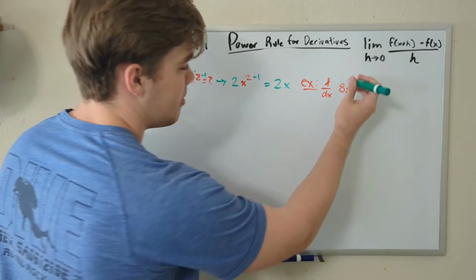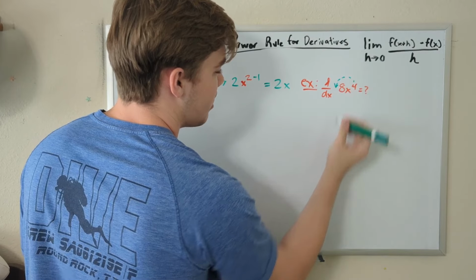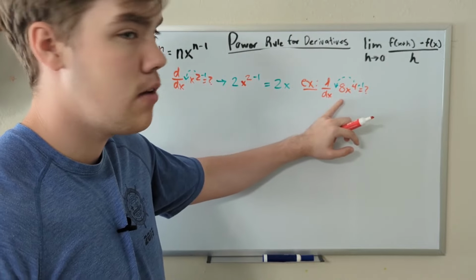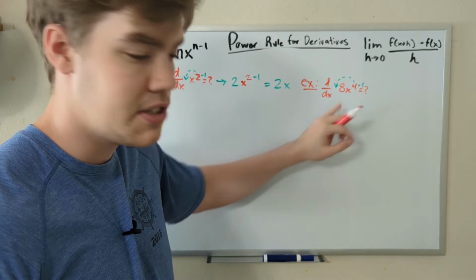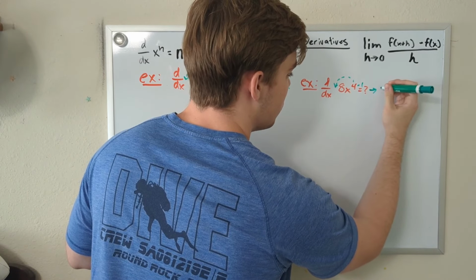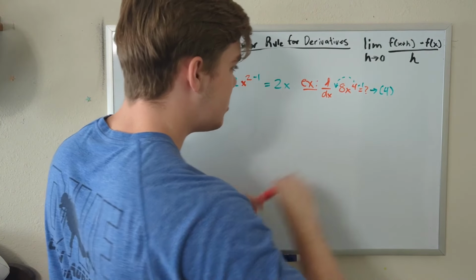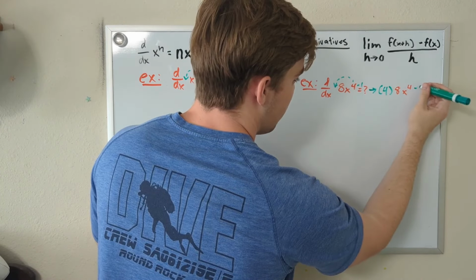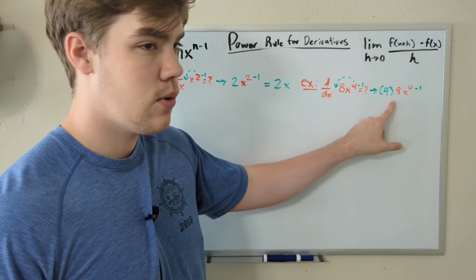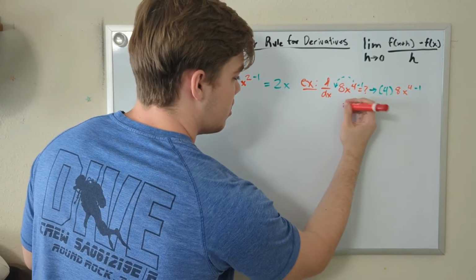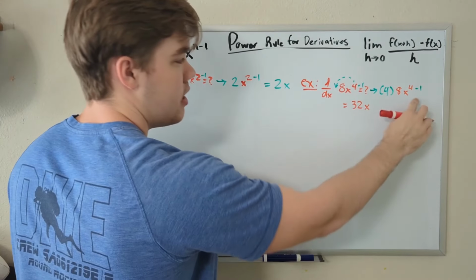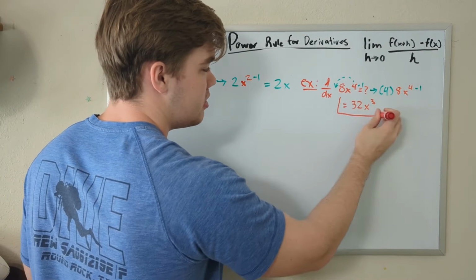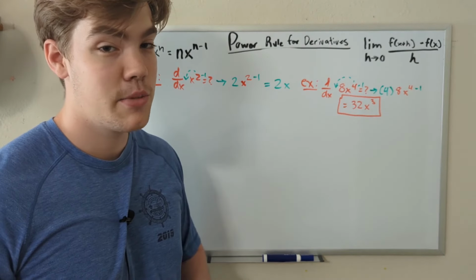Well, we still pull down our power to the front. So we're going to put this 4 here, and we still subtract 1 from 4. So what happens when we pull this 4 down to the front? Well, we just multiply this 4 by our old coefficient 8. So this is now equal to 4 times 8 x to the 4 minus 1 power. Simplifying this down, 4 times 8 is equal to 32 times x, and then 4 minus 1 is just 3. So the derivative of 8x to the 4th is 32x cubed. Pretty simple, right? Not too much harder than the last example.